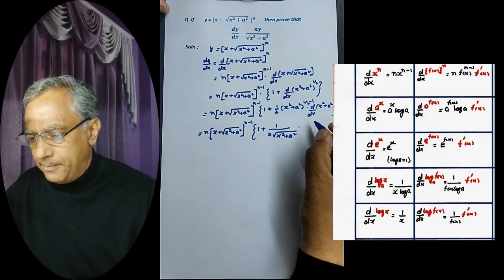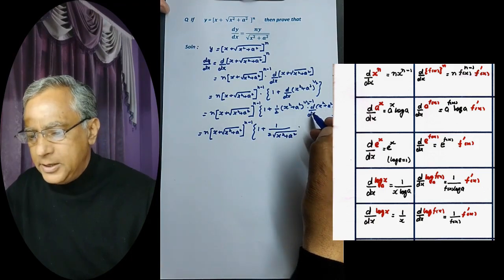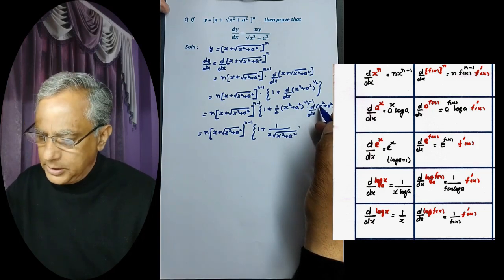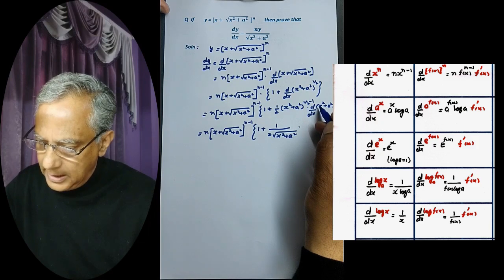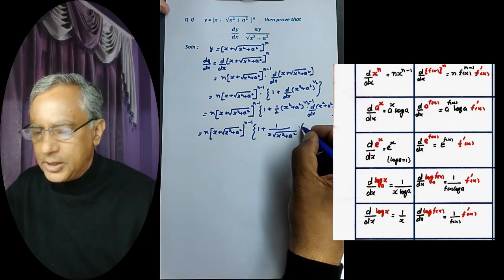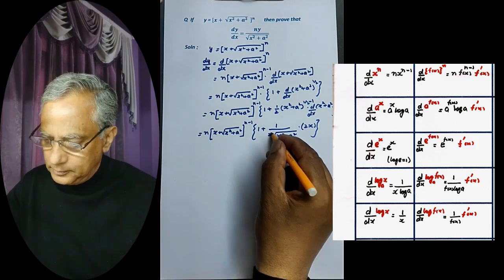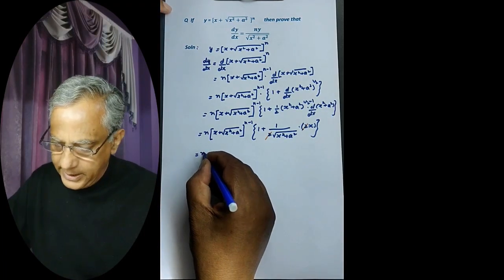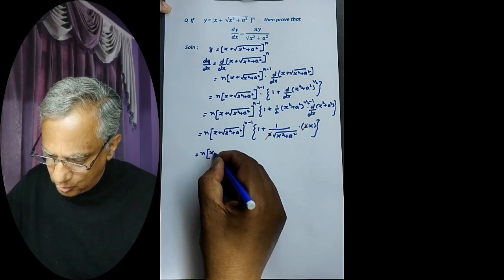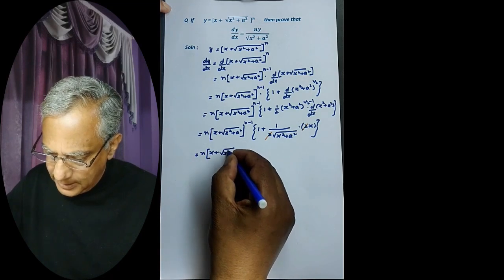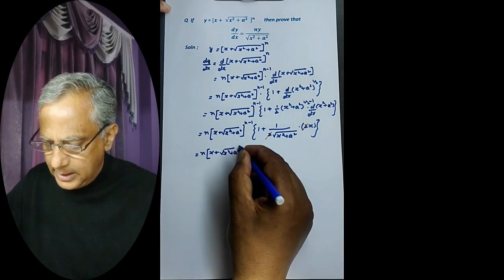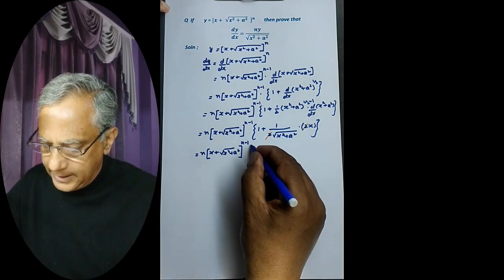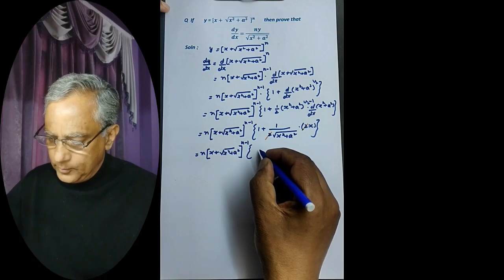Now the power rule for x is being used for x, so the process will end here. So this will be 2x, and differentiation of a² will be 0, it is constant. Now these two cancel, and we get n into (x + √(x² + a²)) whole to the power of n minus 1.